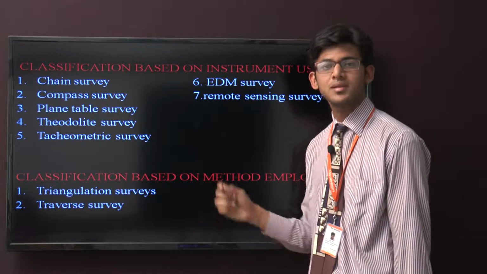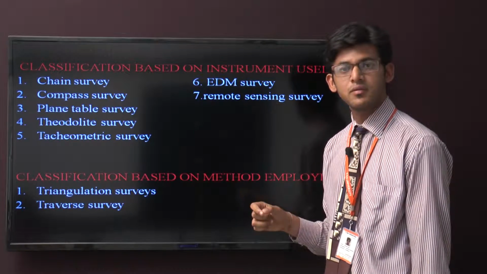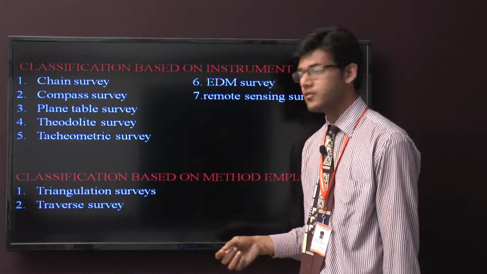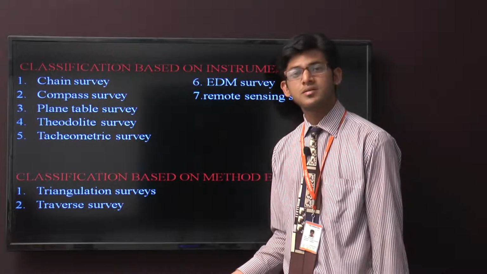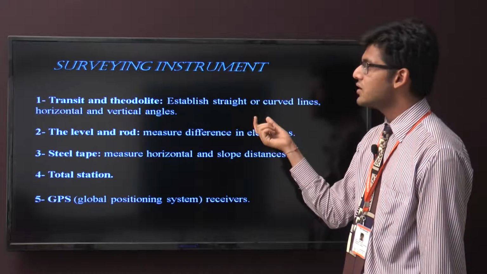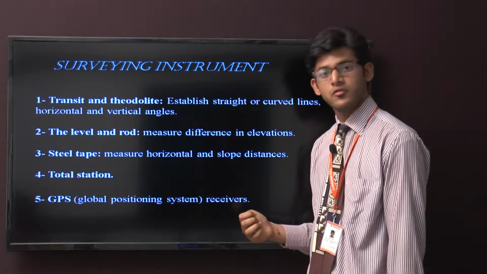So it is just making some points. By getting the distance between the points, it will give us the traversing survey. So this is mainly how triangular survey and traverse survey work. Now, what is the surveying instrument? Which instruments are used for surveying?